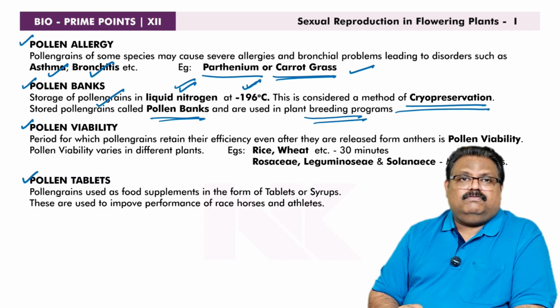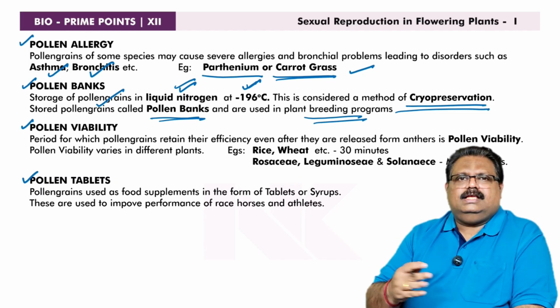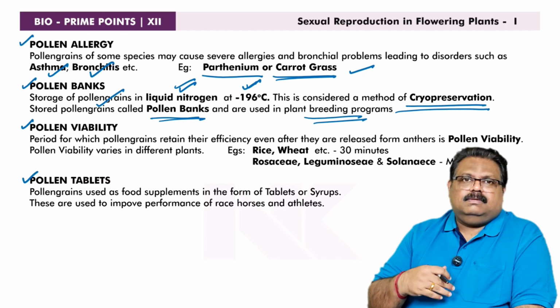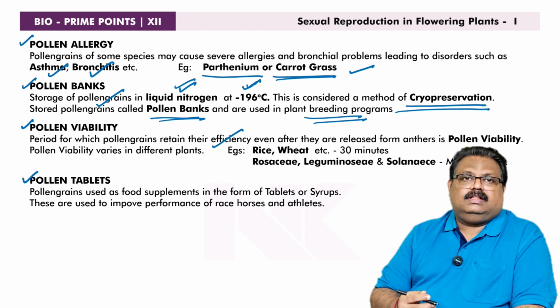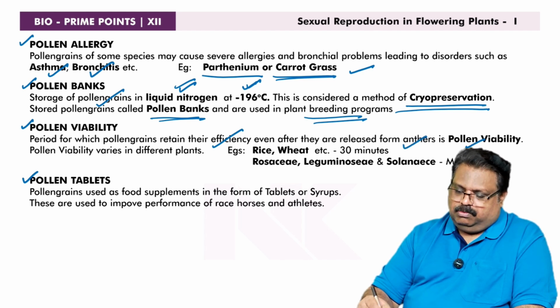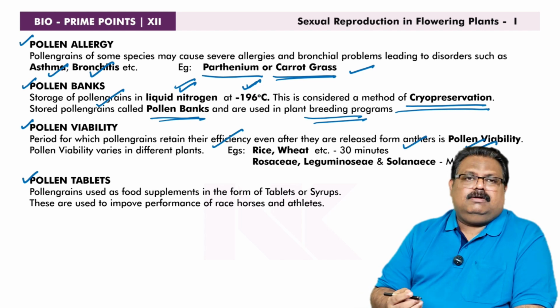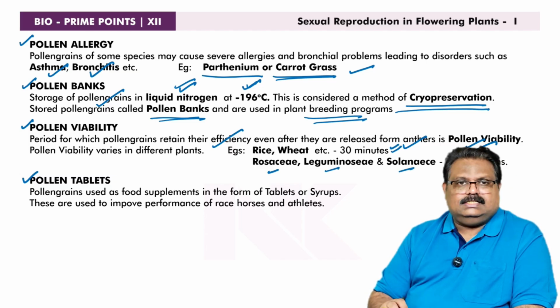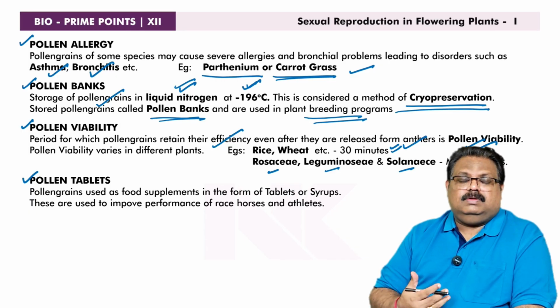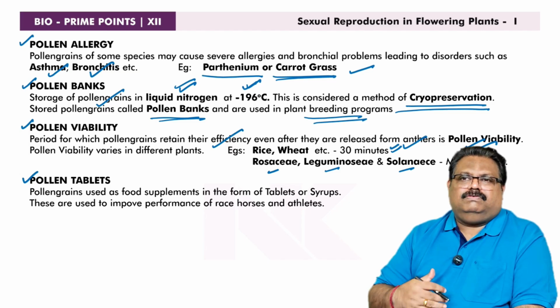Then pollen viability. As you know, the pollen grains are released by the dehiscence of anther. The period for which the pollen grains retain their efficiency even after they are released from the anther is called pollen viability. In different plants, the pollen viability may vary. In rice and wheat, the pollen viability will be up to 30 minutes after their dispersal. But in families Rosaceae, Leguminosae, and Solanaceae, etc., the pollen grains retain their viability for many months. So the period for which the pollen grains are live, capable of fertilizing the female flower, is called pollen viability.